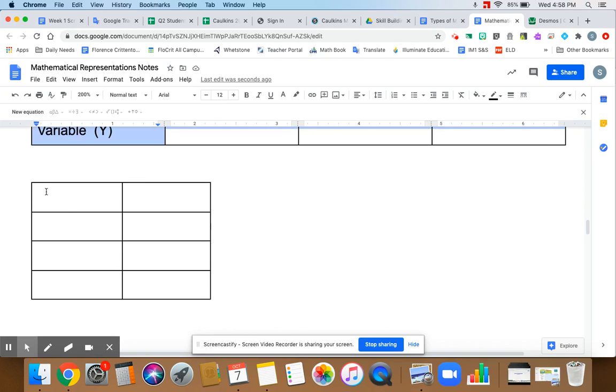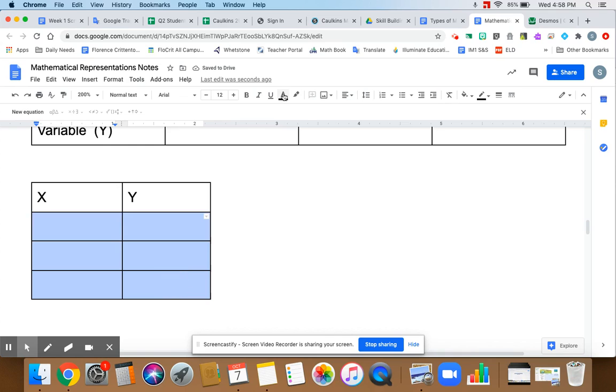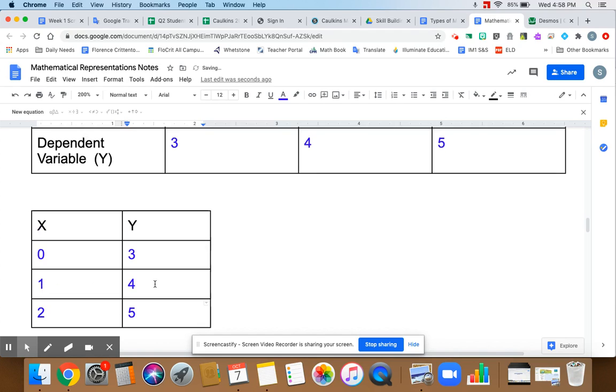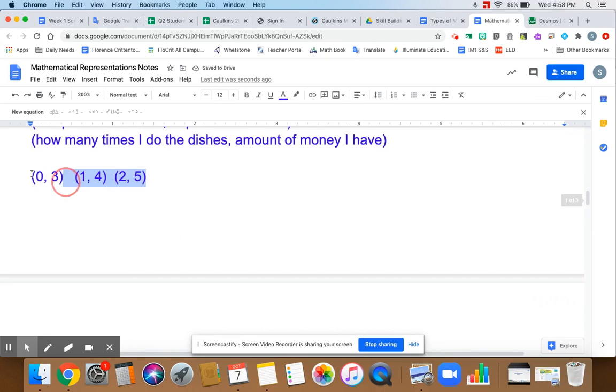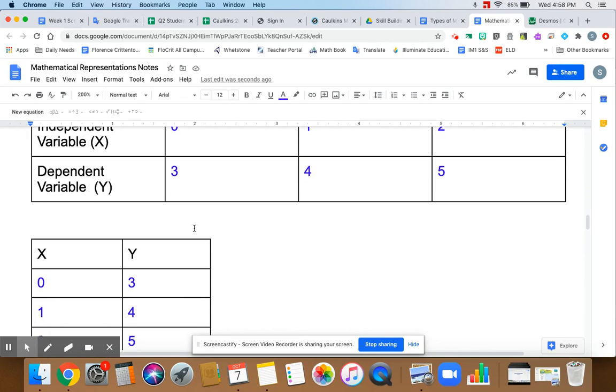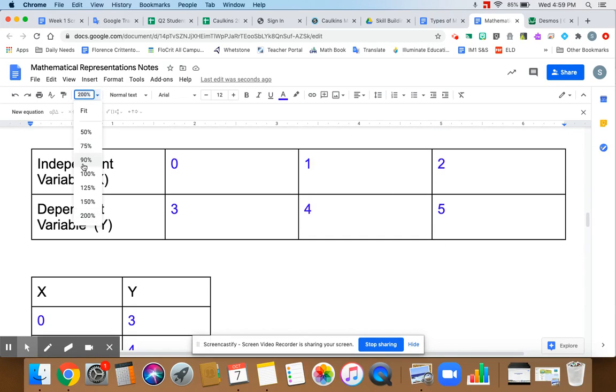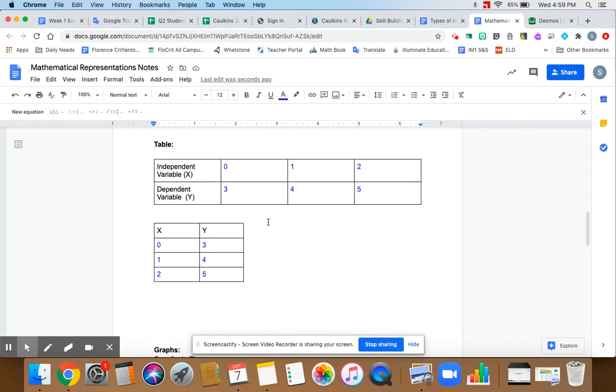It could also, so this is one where the x is on top and the y is on bottom. They can also turn them side by side, where the x goes on the left and the y goes on the right. So in the exact same way, if I did not do any dishes, I'd be at $3. If I did it once, I'd be at $4. And if I did it twice, I'd be at $5. All I'm really doing is taking my points from my situation and putting them into a table. Here, let's zoom out so you can see both styles.